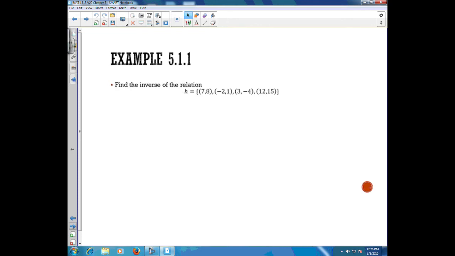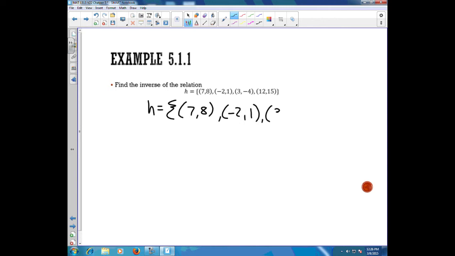So for example, if we want to find the inverse of this relation, and what we have is h equals the set of points (7, 8), (-2, 1), (3, -4), and then (12, 15). If we want to find the inverse of this relation, we write that as h with a little minus 1. That's not an exponent. That little minus 1 is just saying it's the inverse. The inverse of that set, all we're going to do is switch x and y around.